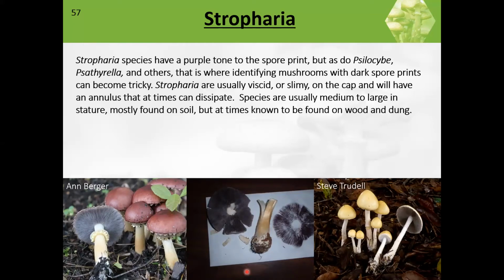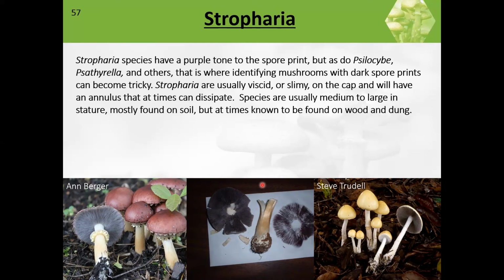Stropharia is kind of uncommon up here, but I decided to cover it anyway because we might encounter it in the spring. I usually find some in the spring. They usually have a purple tone to the spore print, as you see right here. But so do Psilocybe, Psathyrella, and others, and that's where identifying the mushrooms with the dark spore prints can be kind of tricky and confusing.